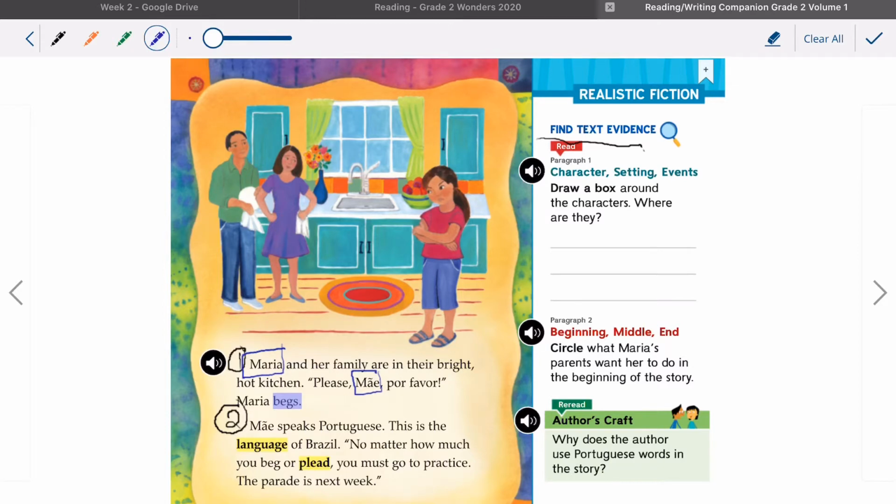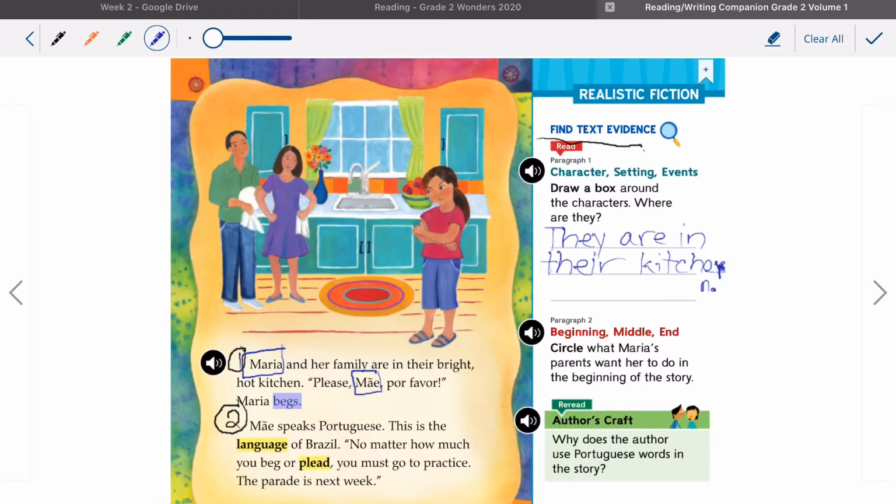So we are going to use a whole sentence to say, they are in their kitchen. Oops, the letter N fell. They are in their kitchen. If you need to pause the video, now's a good time, but we're going to continue with paragraph 2.